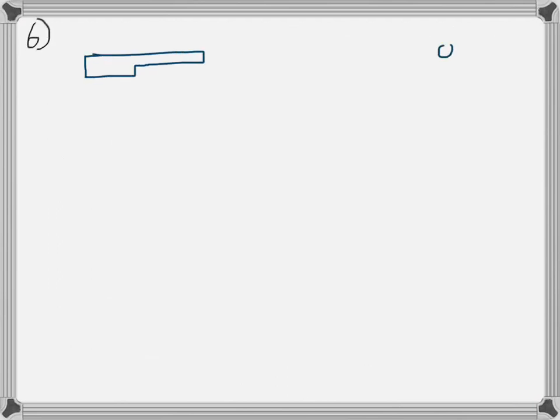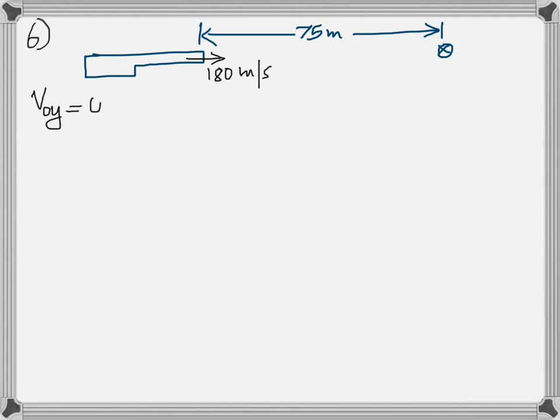In question 6, the bullet is fired horizontally from 75 meters away. We need to find by how much it misses the target. Speed is 180 meters per second, and again, because it's fired horizontally, the initial vertical velocity is 0. a is 9.8. We've got to find delta y, and we do not know delta t.